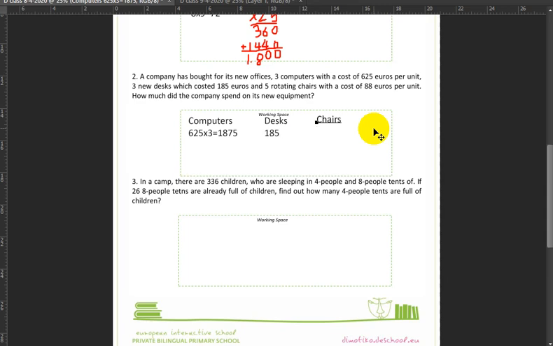Chairs cost 88 euros each, and we bought 5 of them. So again, I can do this vertically just by doing 8 times 5 makes 40. So I'm going to write 0, carry 4. And then again, 8 times 5 makes 40, plus 4 that I carried over makes 44. So the chairs cost 440 euros overall. So we have computers that cost 1,875, desks that cost 185, and chairs that cost 440. So now we got to add all of these up. Let's do that.